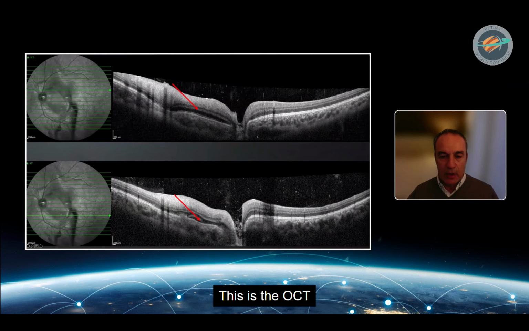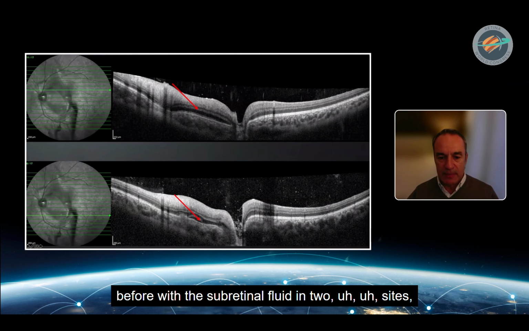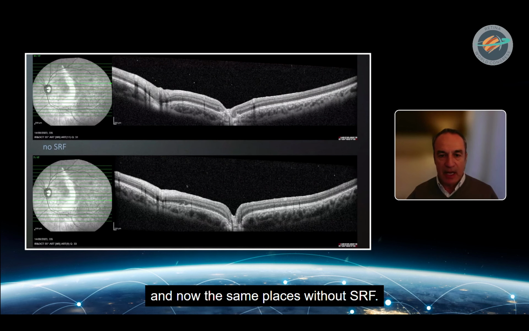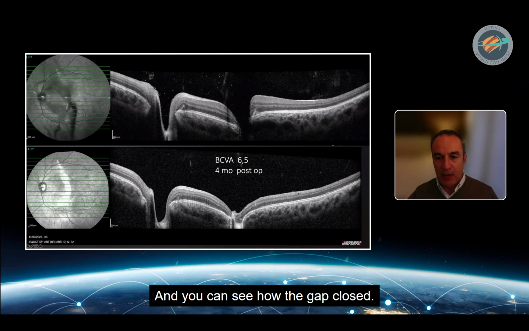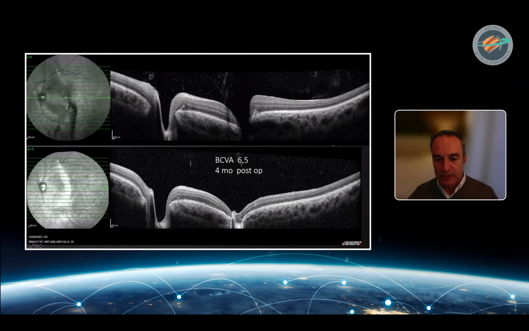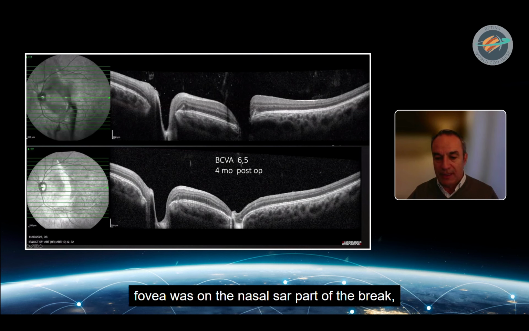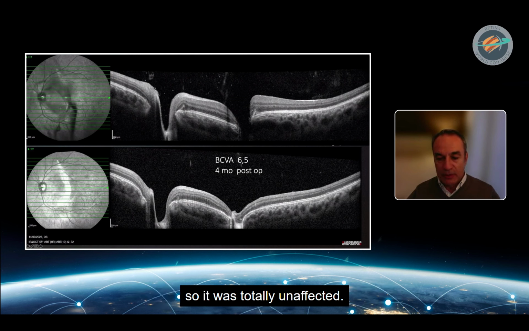This is the OCT before, with the subretinal fluid on two sides, and now the same places without SRF. And you can see how the gap closed. Luckily, the foveola was on the nasal part of the break, so it was totally unaffected, and the vision improved to 6/5 4 months after the operation.